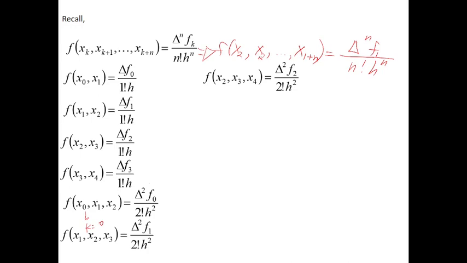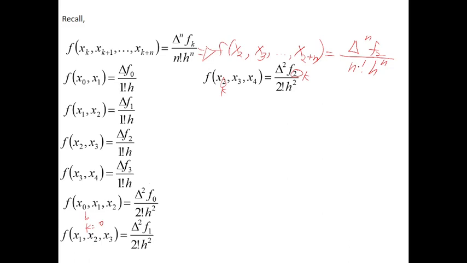So, x2, x3, up to... so k is 2, no? This is your k. That's how it goes. So, k is 2. So, x2, x3, 2 plus n. Okay? Delta squared f sub. Our k is 2. There, k is 2. Okay?